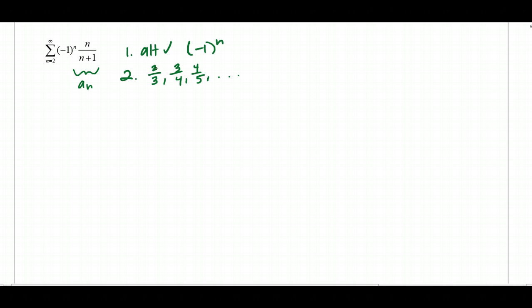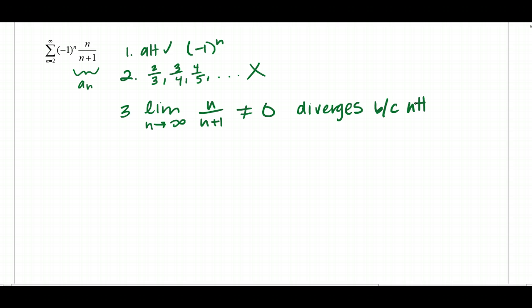And hopefully we can see, if we want to think about it in decimal notation, this is 0.6 repeating, this is 0.75, this one's 0.8, so these are not getting smaller in magnitude, so this portion of the alternating series test fails. We'd really have to say that the limit as n approaches infinity of n over n plus 1 does not equal 0, and so we have to state that this diverges because of the nth term test. So remember, we cannot state divergence from the alternating series test.